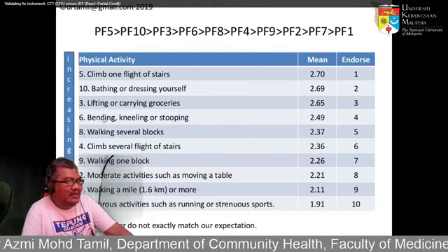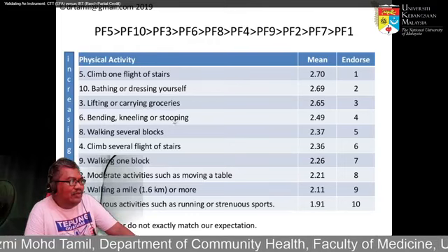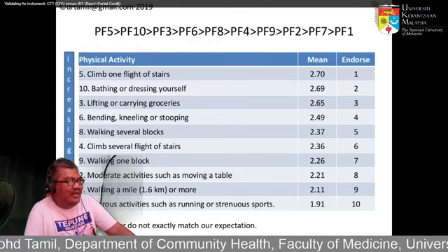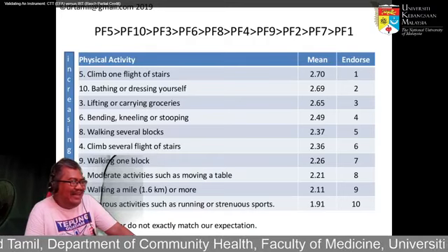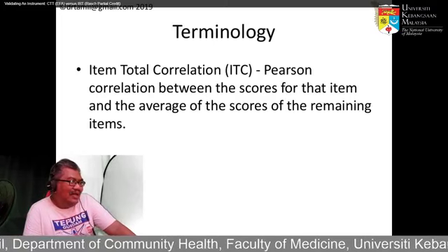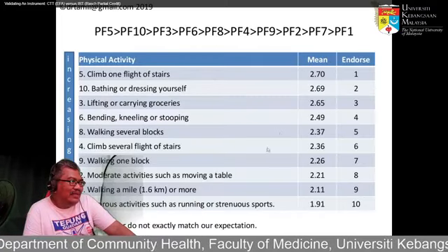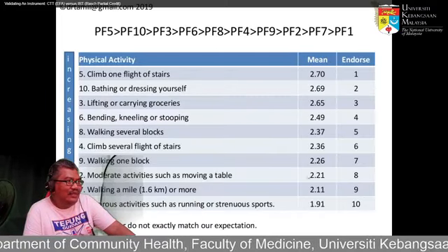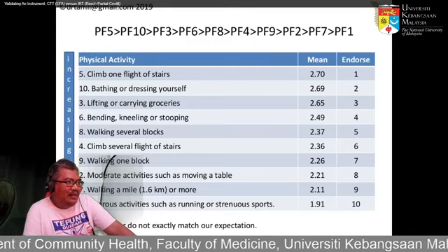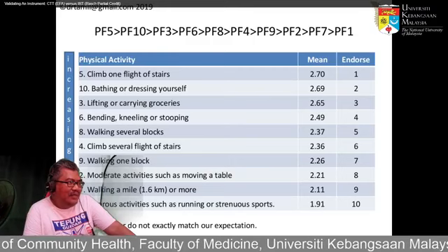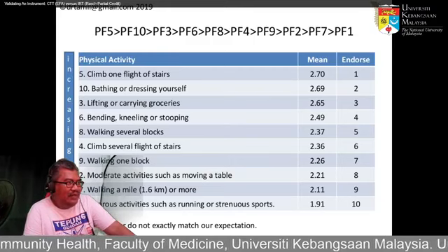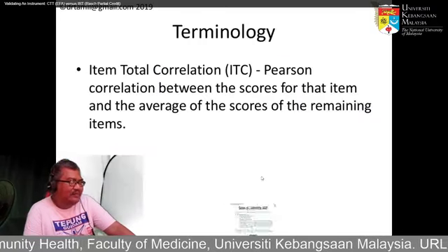Just imagine, bending or kneeling or stooping is tougher than lifting or carrying your groceries. Just to highlight, because this is an ordinal scale, you should not be using mean. But since we are just explaining based on the classical test theory, we just use mean so that you can see how the trend is like.